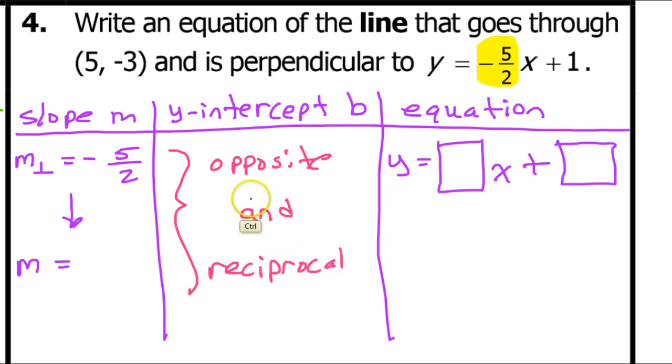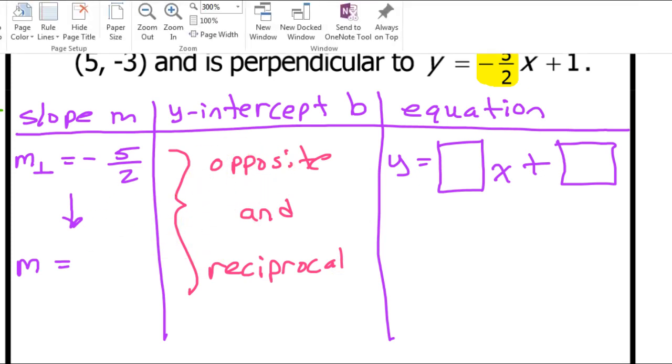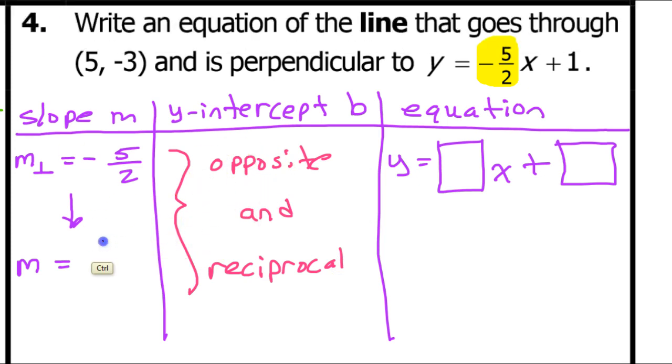Alright, if you're in my class, you've heard me say that 100 times, and I've drilled it into your brain, and you probably recited it along with me. So, opposite and reciprocal. Reciprocal means 5/2 becomes 2/5. That's reciprocal. Opposite means if the one slope is negative, then the other one is positive. So I'm going to leave this positive 2/5. So this is the slope that I'm actually looking for.